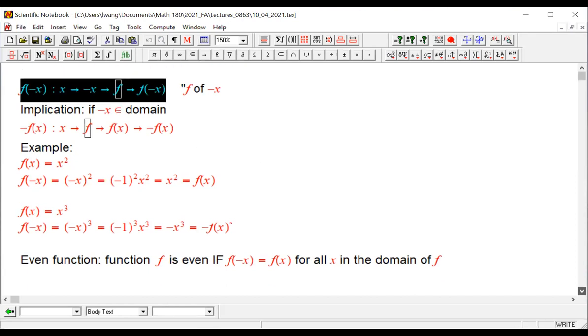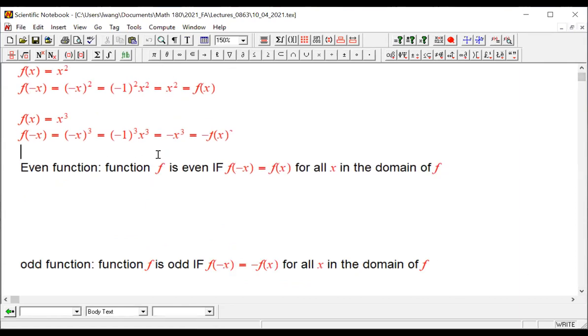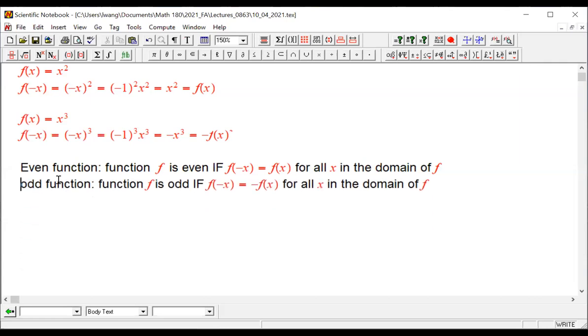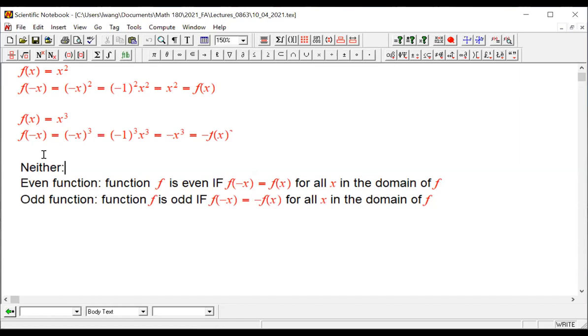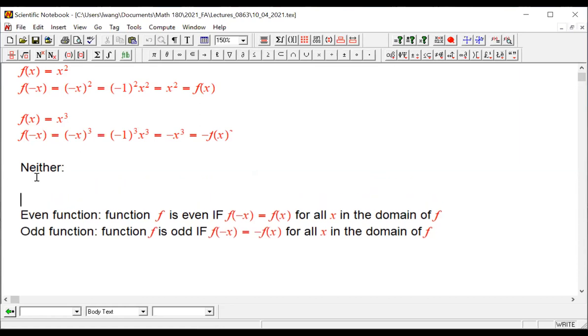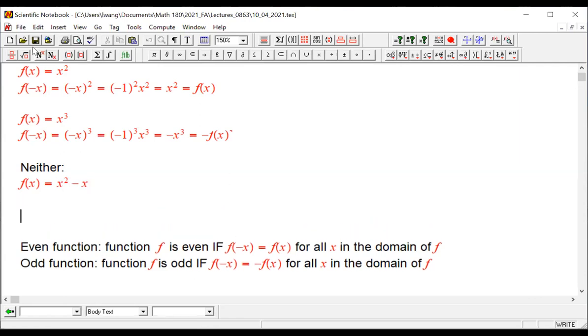And then you'll be saying, well, are there cases it's neither? So even function, odd function. Are there cases it's neither? Of course. There are cases that are neither. For example, I can create a function. This function, I will have x raised to the power 2 minus x. I just randomly pick this function.